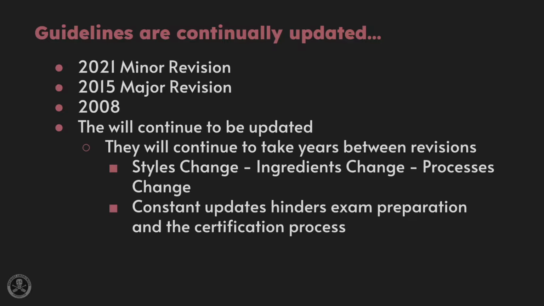2021 is certainly not the last version we're going to see in beer judging, but they will continue to take years between updates, and there are a couple of very good and sensible reasons why. One, styles change, as do ingredients, and just like we discussed a few slides ago, so do processes. An alteration of any of these components isn't going to make it into the guidelines as a style, a common ingredient, or a process note until it's been refined and practiced for a reasonable amount of time.